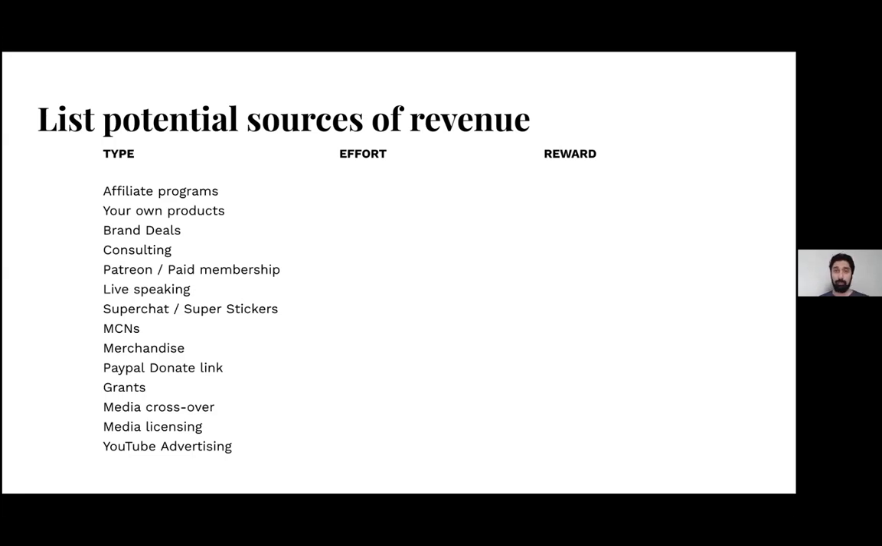You can build your own products. This is a much more tricky one. Such as ebooks or online courses. They have extremely good returns, but they are very complex to set up and to sell as well. Brand deals, which is one of the most common areas, also a very good earner if you can structure them correctly, and we'll talk about those in a little while.